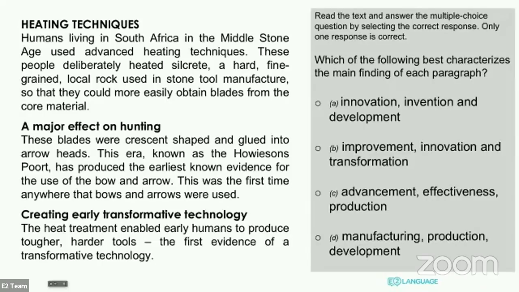And then we're left with, well, okay, it could have been A or B. So let's look at the third paragraph. The heat treatment enabled early humans to produce tougher, harder tools, the first evidence of a transformative technology. This could best be characterized as the word development. So if you got A, well done. That by no means was easy. That was a really tricky one, actually.